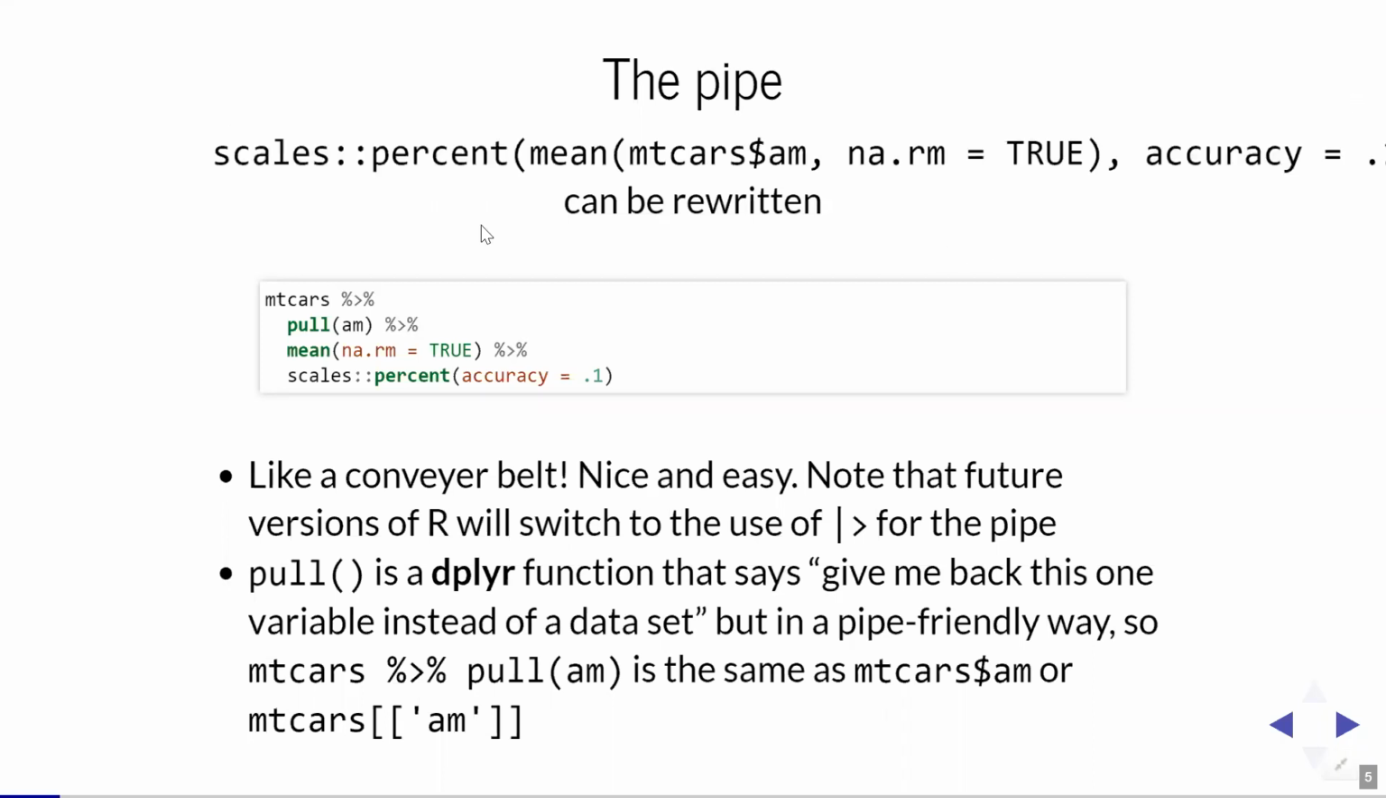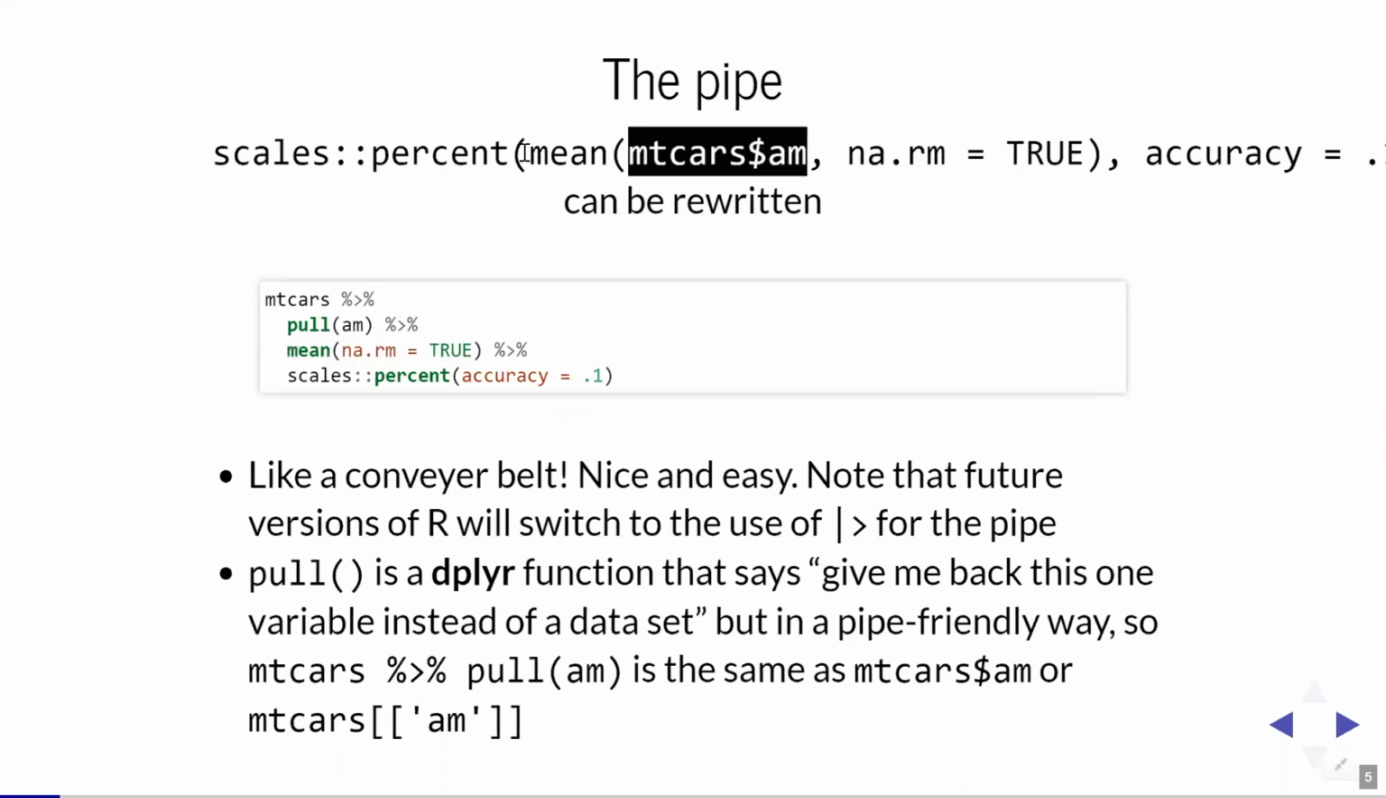I can do this with pipes instead. I'm going to take an object and pass it along, sort of like a conveyor belt. So I'm going to take my data set, mtcars. I'm going to pass that to the pull function. Pull takes a variable out of the data set, just like the $ does. And then I'm going to take that variable. I'm going to pass it to the mean function, right? I'm taking this variable that I have.